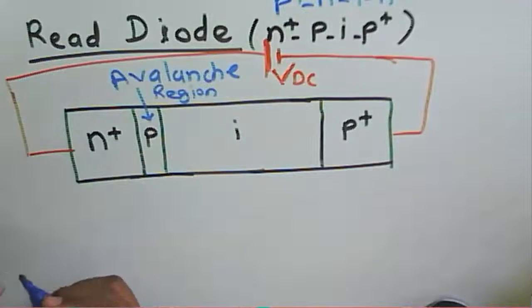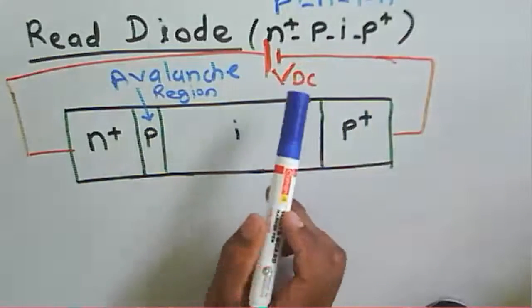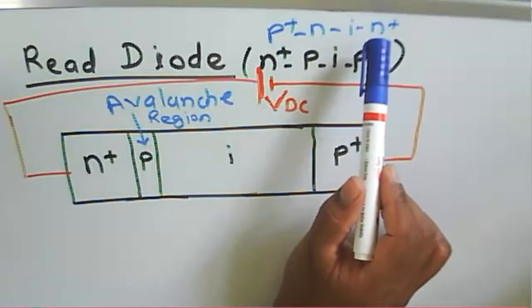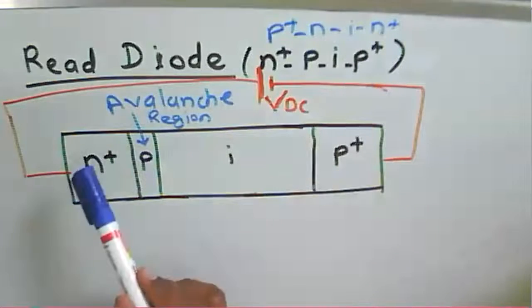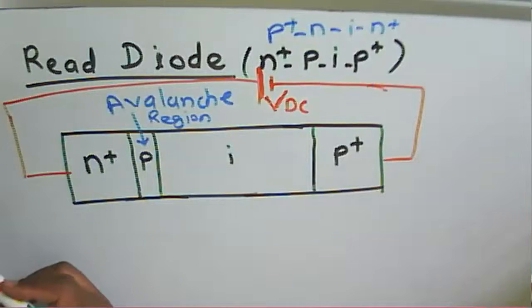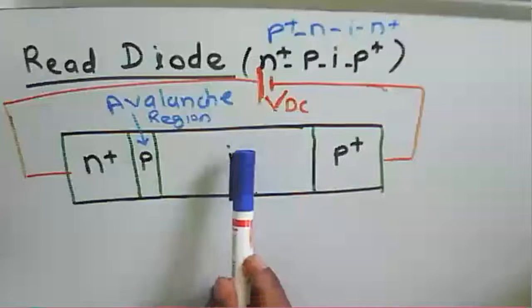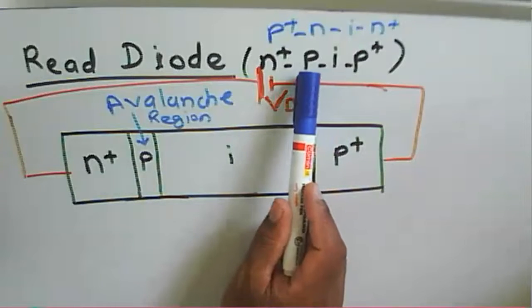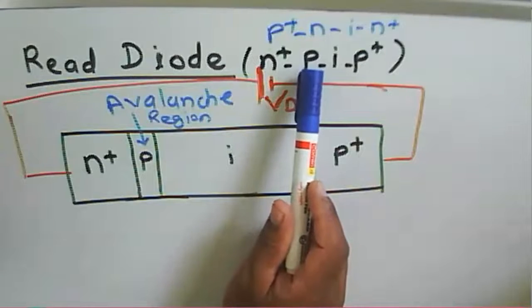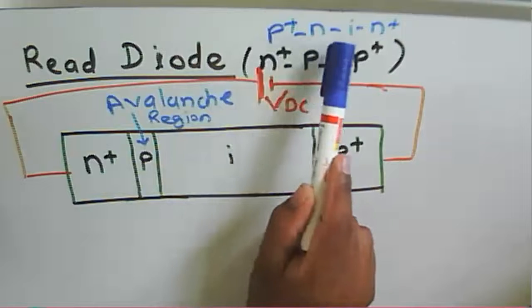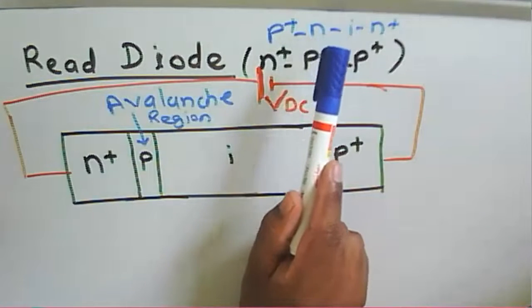So this one is about another combination. Here we say P plus, N dash, I plus, N plus. This one is about another combination of the read diagram, and here instead of an I region, this is the P region, but in this case the N region is a thin region here.